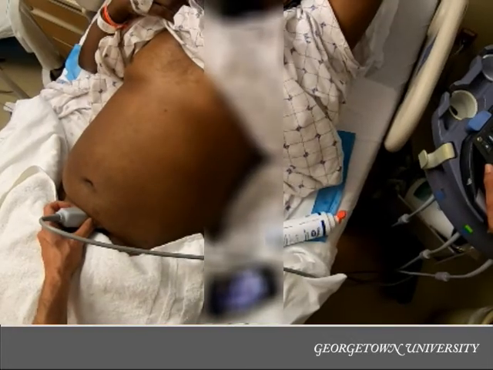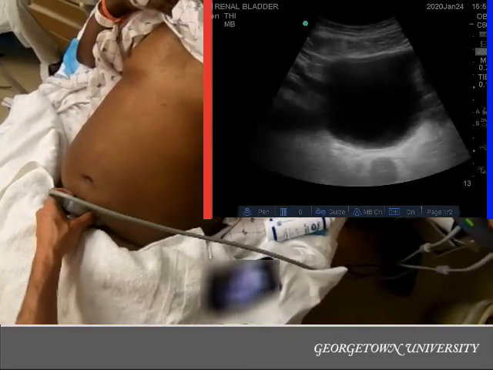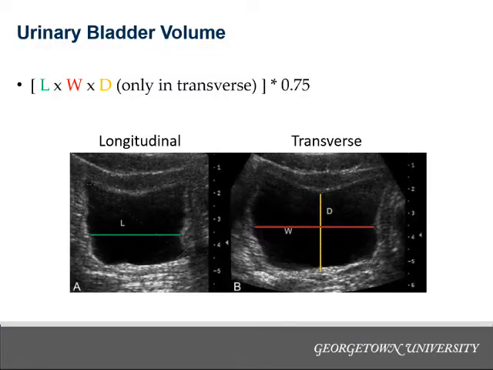Next, we're going to move on to the urinary bladder. The utility at the point of care of visualizing the bladder is for volume estimation and confirming Foley placement. Volume estimation requires 3 measurements in 2 views. These are multiplied and then adjusted by a correction factor. We suggest you use 0.75, though there are multiple.